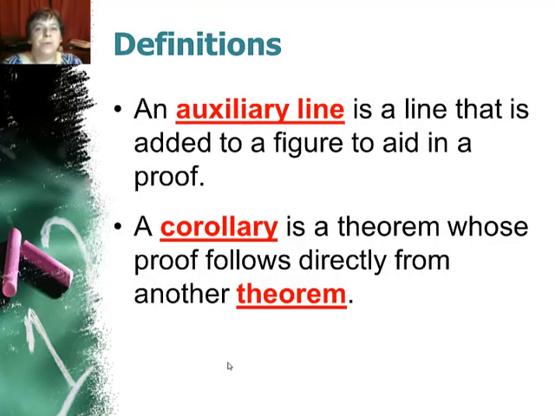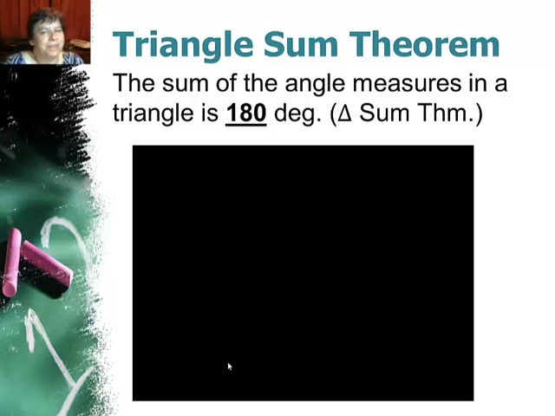Finally, an auxiliary line is a line that is added to a figure to help you in a proof, kind of like when I extended that line on those triangles to make exterior angles. And a corollary is a theorem whose proof follows directly from another theorem. So in a way, it's a new theorem from another theorem. I'm not going to be that picky between corollary and theorem.